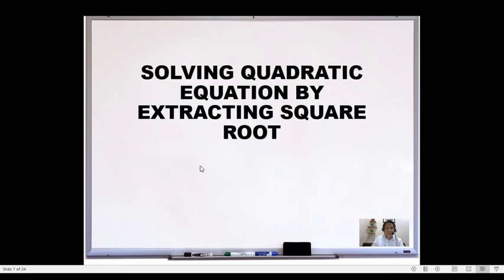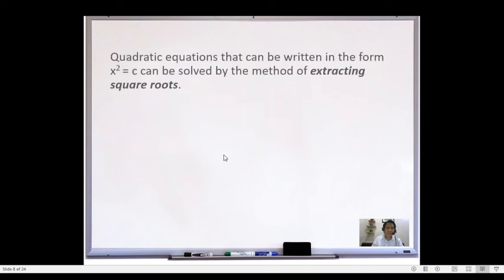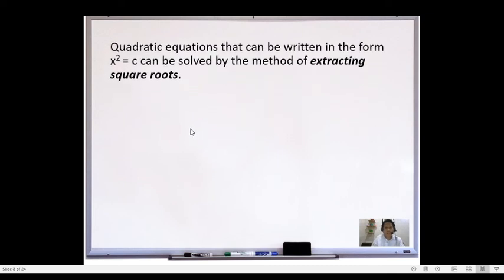So let's proceed in solving quadratic equations. So the first method is solving quadratic equation by extracting square root. Quadratic equations that can be written in the form x squared is equal to c can be solved by the method of what we call extracting the square roots.